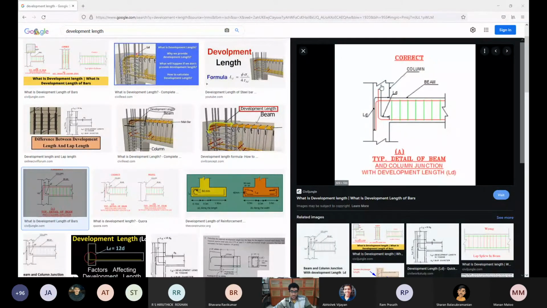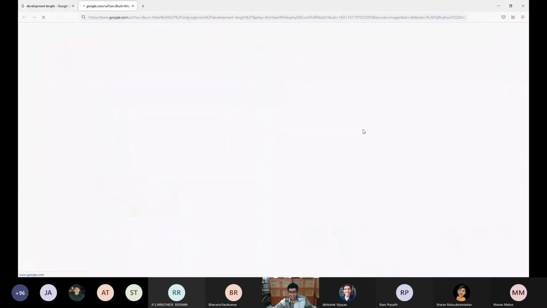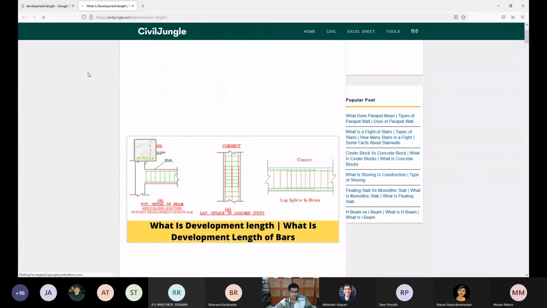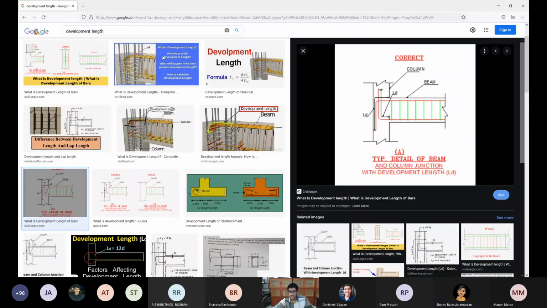Okay, are you able to see my browser now? Yes, sir. Okay, so see, this is what is development length. Usually, you may have a beam and you're giving it reinforcement. So what is the purpose of reinforcement? The purpose of reinforcement is to resist the tensile stresses in that location of the beam, the tensile stresses which are caused by bending.